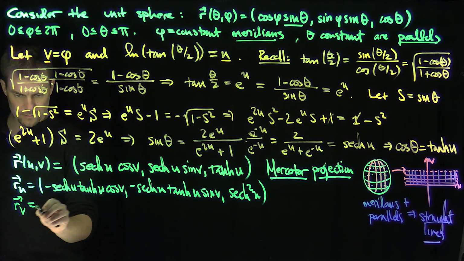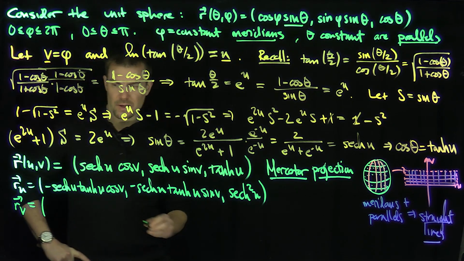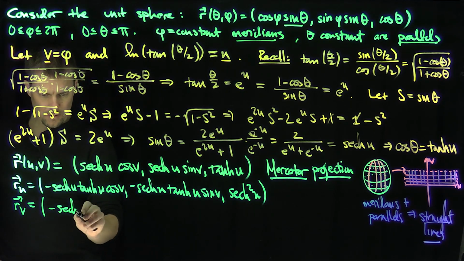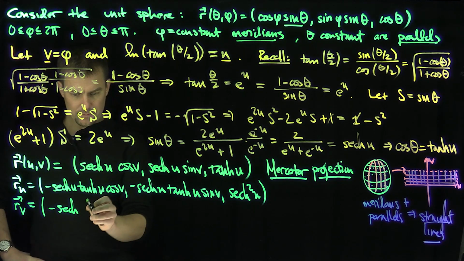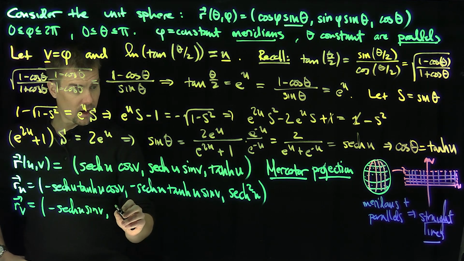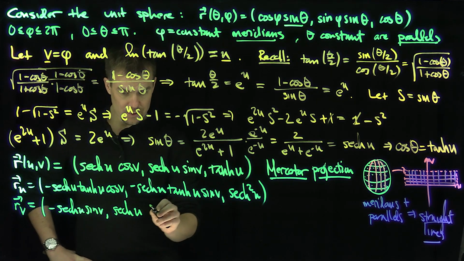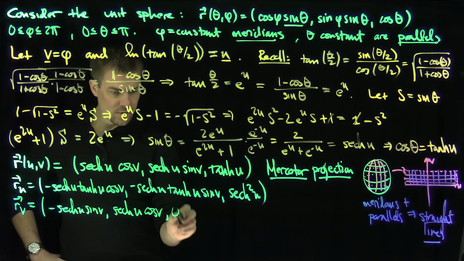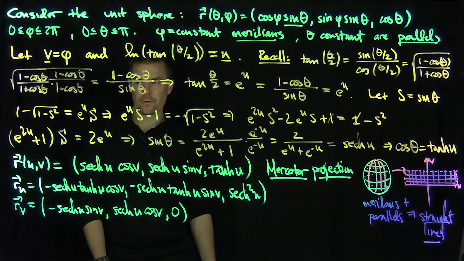R sub v is going to be what? It's going to be negative hyperbolic secant, and then what? And then sine, of course. And then positive hyperbolic secant cosine of v. And then there's no component over here, right? So what's my first fundamental form going to be?